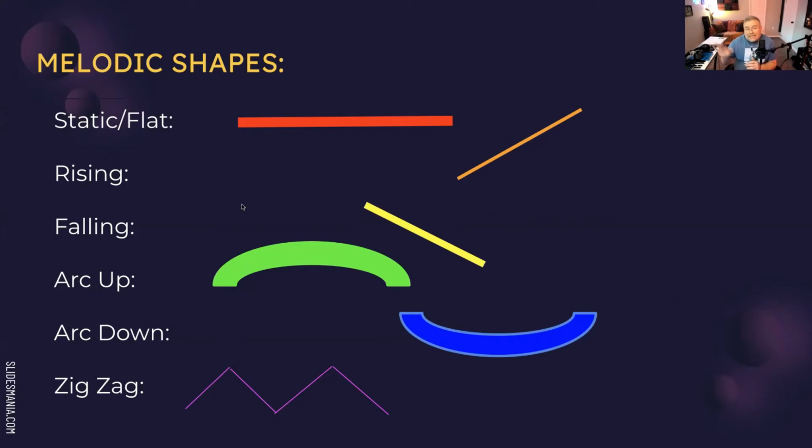You also have a rising or ascending melody, where the melody goes up. You have a falling or descending melody. Your melody can arc up and it can arc down. And then you can also have a zigzag melody, where it goes kind of up and down as well.